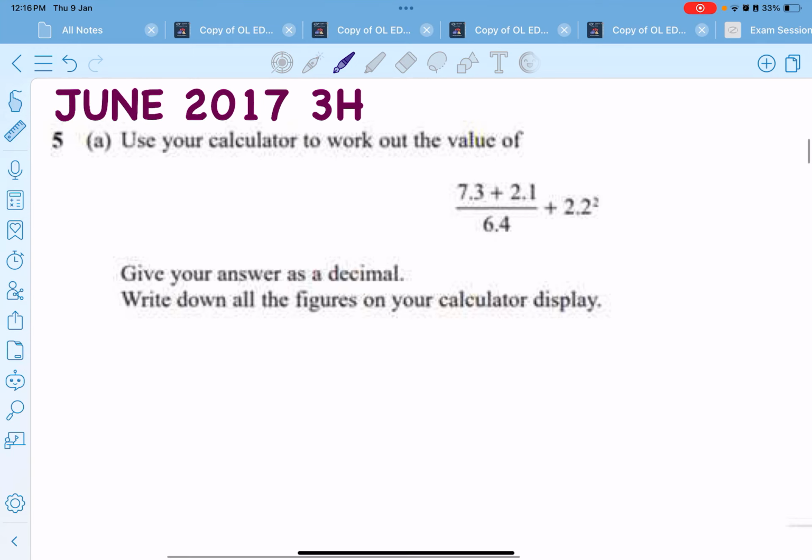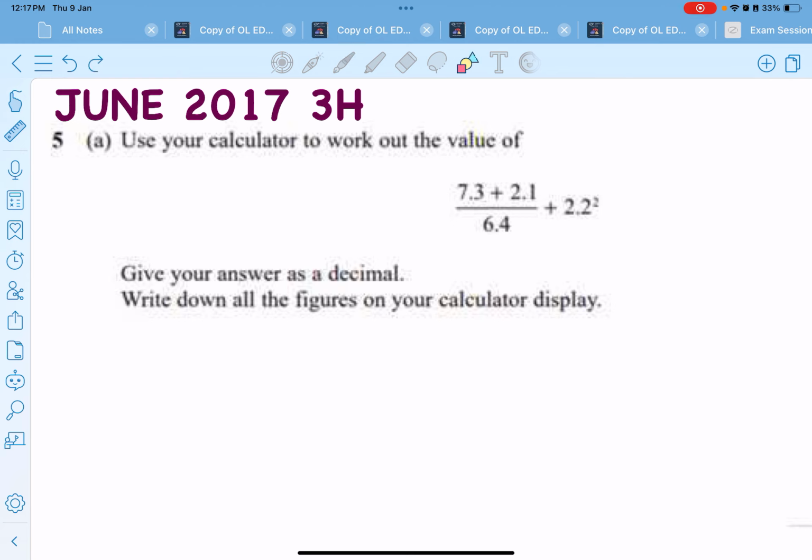Here I have question 5A in June 2017, paper 3H. Use your calculator to work out the value of this expression. Give your answer as a decimal. Write down all the figures on your calculator display.